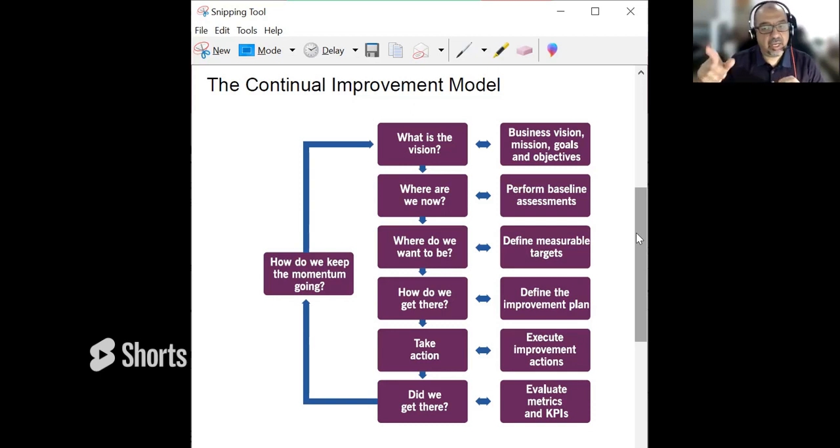Maybe not, so we will have a second iteration. You remember, we will work in an iterative way as a principle. So we will have a second iteration, third iteration, and so forth until we reach our goal. So we will always ask the question, how do we keep the momentum going? Even if we achieved this goal, we need to think about the next initiative, next goal, and next improvement. So we use here the so-called continual improvement model, the 7-step continual improvement model.